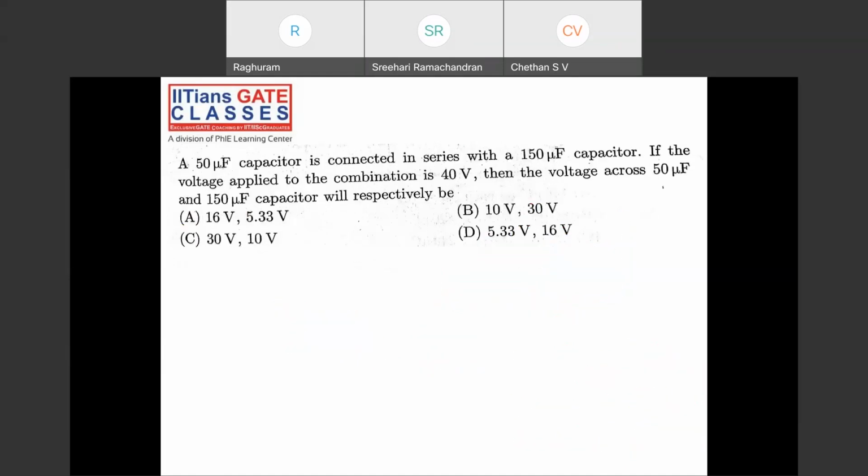Now find this. A 50 microfarad capacitor is connected in series with a 150 microfarad capacitor. If the voltage applied to the combination is 40 volts, then what is the voltage across the 50 microfarad capacitor? Voltage across 50 and 150. A similar one. Any answers?